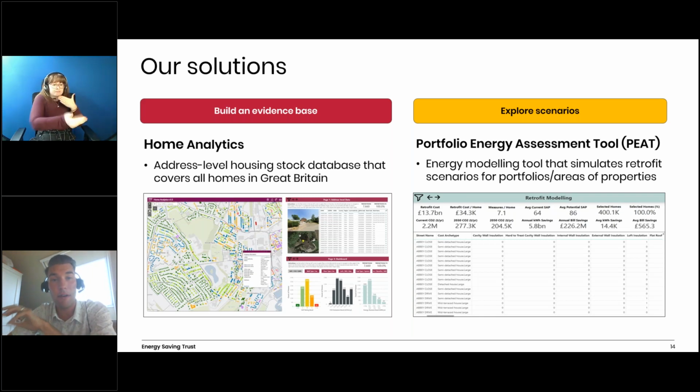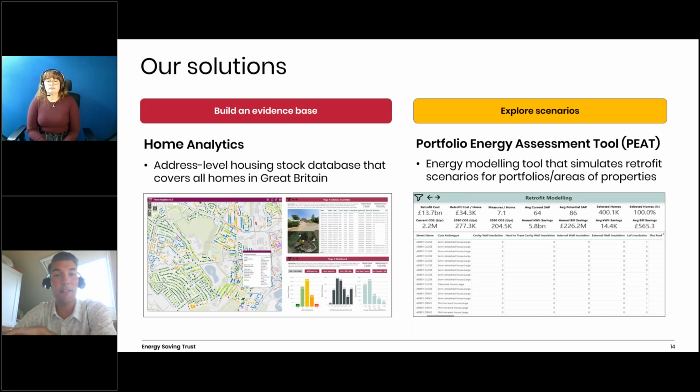On the right, we have our Portfolio Energy Assessment tool, otherwise known as PEAT, which we use to help investigate different retrofit strategies. Essentially, it's an energy modeling tool that enables us to test different retrofit scenarios on batches of properties to help estimate potential costs and savings, and ultimately recommend an optimal pathway for achieving your intended policy goals.